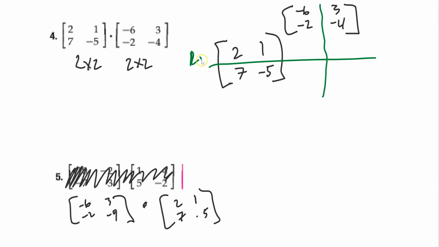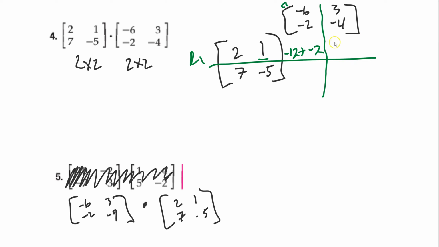So again, row 1, column 1. The key thing to keep in mind, remember you multiply the first two, then you move on. So 2 times negative 6, negative 12, plus move on to the other two. 1 times negative 2. So do the first two, move on to the next two. That's how we do this.